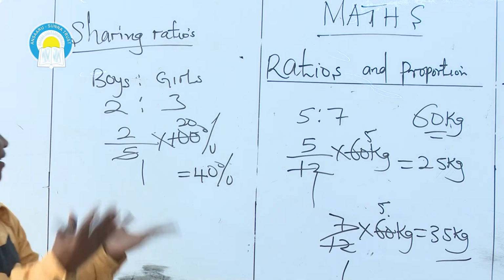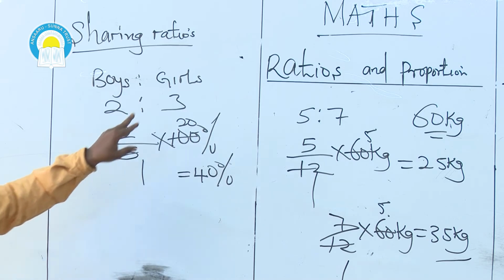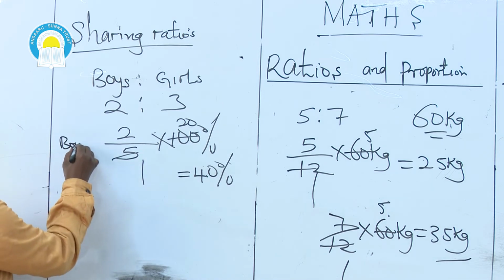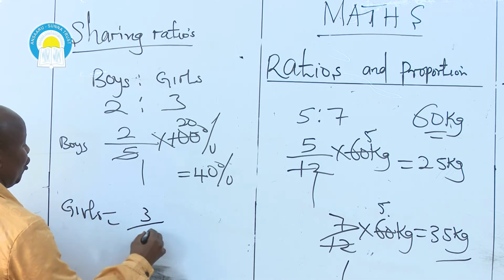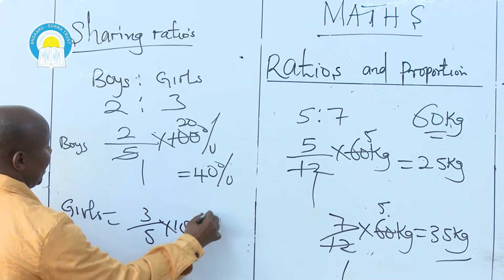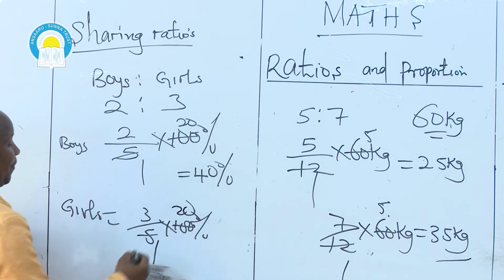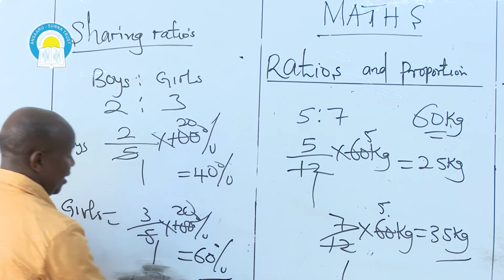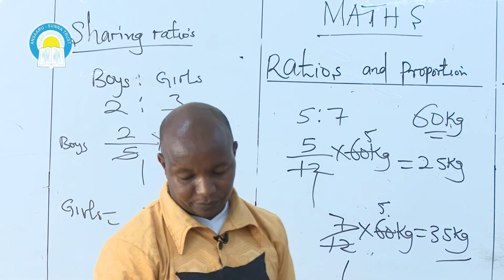Now, in case they ask you about girls, you still do the same. Girls now will be 3 over the total, and the total number of pupils is 5. So these are boys. Let us get girls now. Assume they had asked for girls, which is 3 over the total times 100%. In my case here, I have by 5, 1. By 5 will go 20. So 3 multiplied by 20, I get 60%. That's how you convert to a percentage.